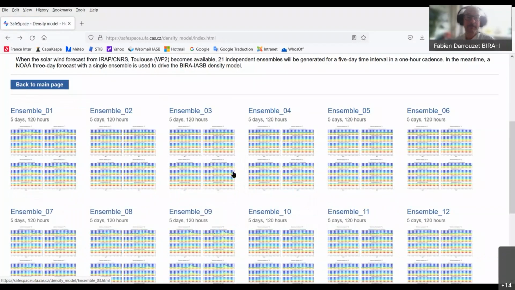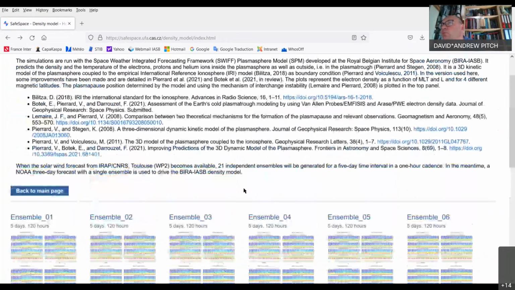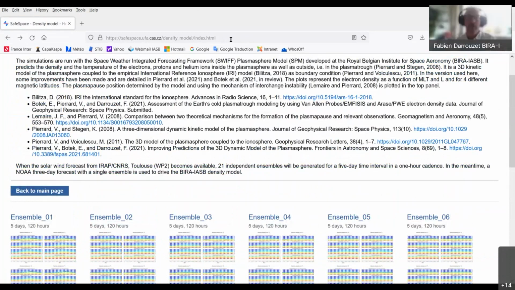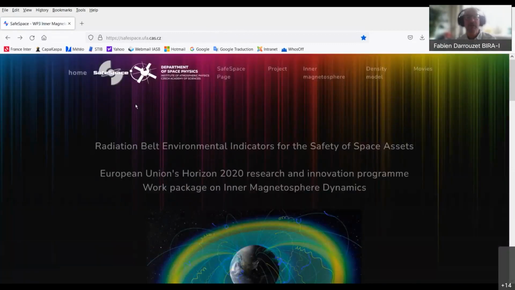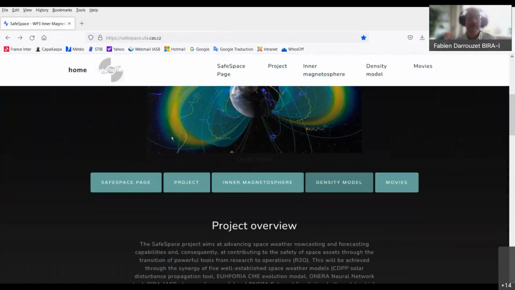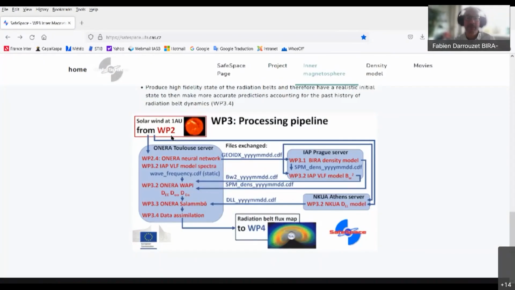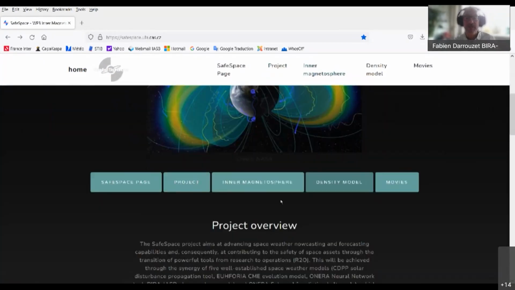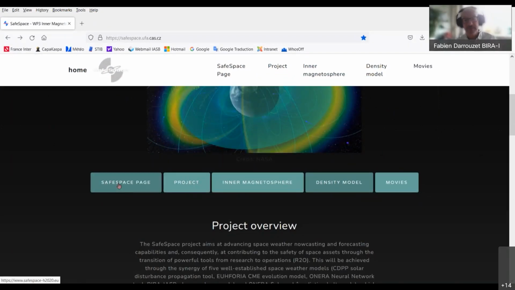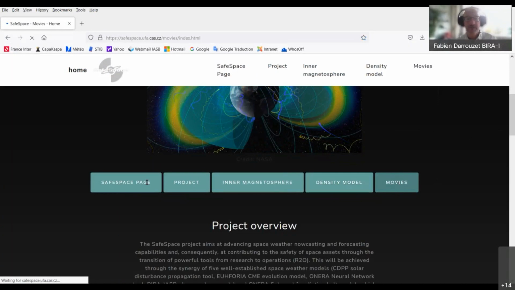Okay, thank you. Can I get access to that, or is it locked behind some... Is it internal only? No, it's open. We can send you the web page. It's a general website by Santolik and his team with several other pieces of information about the project, the link to the SafeSpace page and the density model here. And there are some movies also here of the simulation.